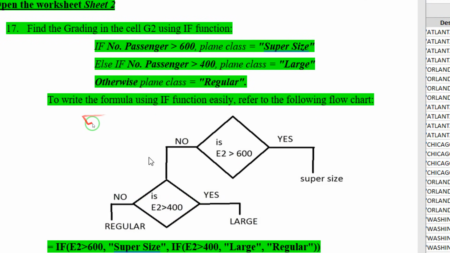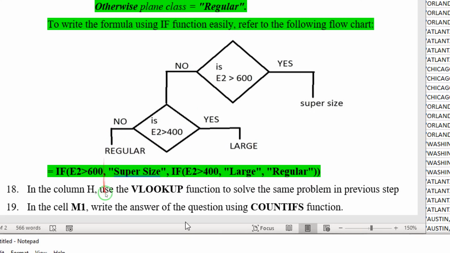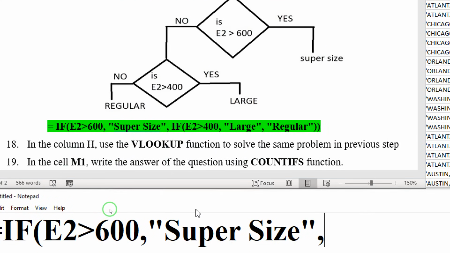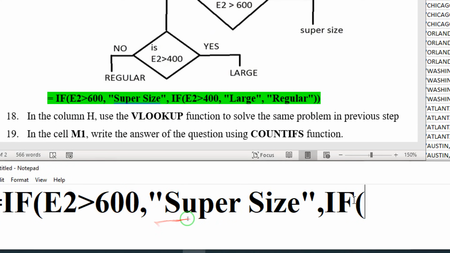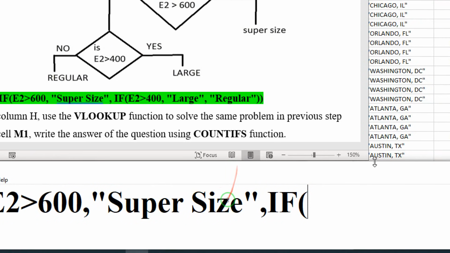Now in the third part we have to write what happens if the value is false. If the value is false, no, then what are we doing? We are going to do another test, and each of the tests requires if. So I have to start another if formula here. So this second if is inside the first if. This is called nested if.